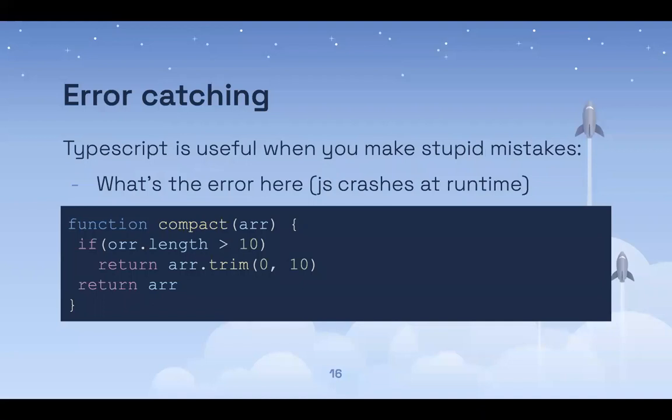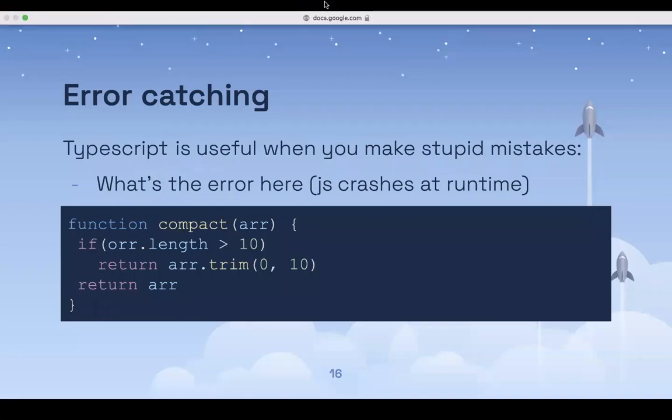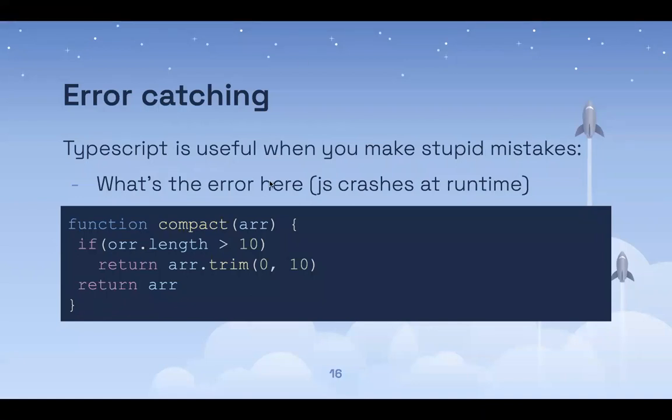So what's the error here? Actually, I want you guys to try and answer in chat. We have a function compact that basically just tries to get the first 10 elements of an array. Does anyone have any idea what the error is in this function? JavaScript will not catch it and will crash at runtime. There will be no errors in a regular JavaScript thing. Anyone have any ideas?